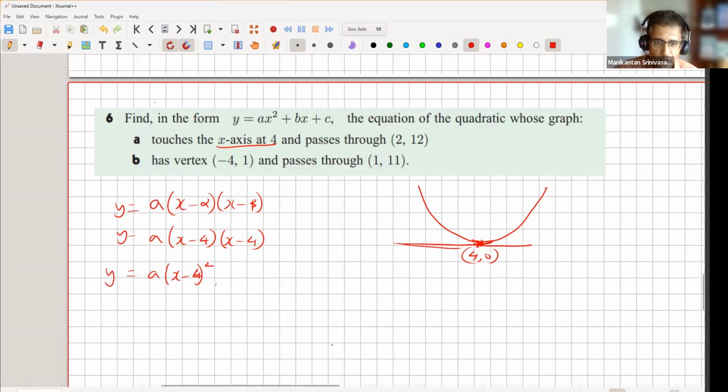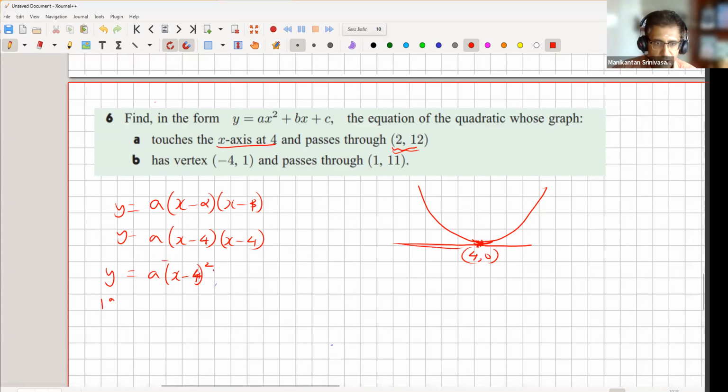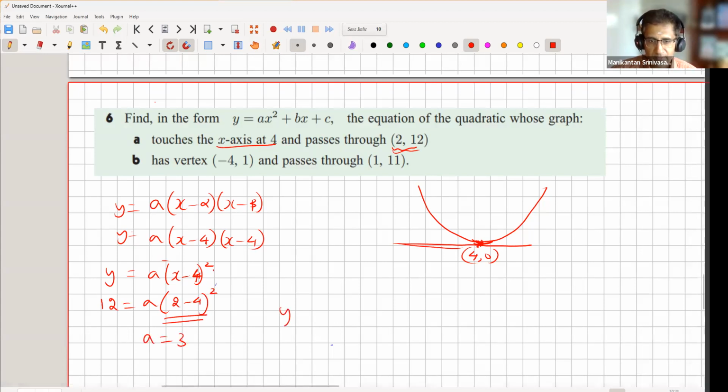How do I find out what a is using some extra information that's given? What is that extra information? It passes through (2, 12). So when x is 2, y is 12. So 12 when x is 2. So this is (2 minus 4) whole square, which is 4. Therefore, a is 12 upon 4, which is 3. Therefore, my quadratic just becomes 3 times (x minus 4) whole square.